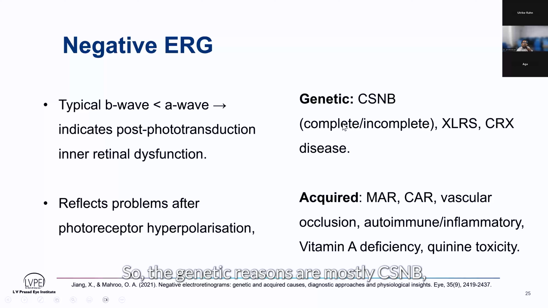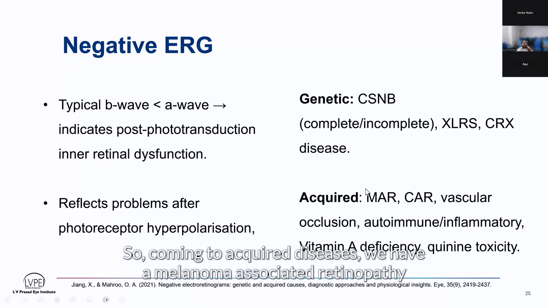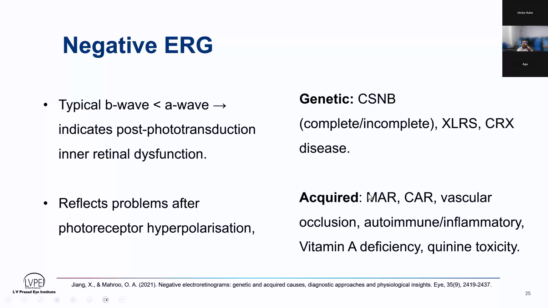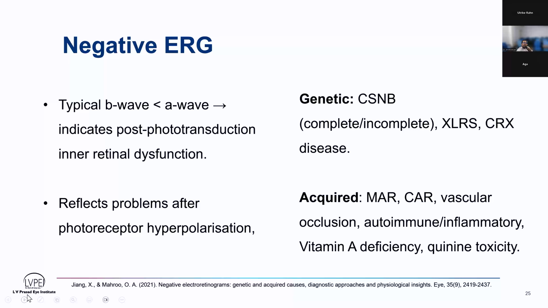We look at the genetic reasons, which are mostly CSNB, congenital stationary night blindness, and then we have XLRS and also CRX. Coming to acquired diseases, we have melanoma-associated retinopathy, and vascular occlusions, which can also cause a negative ERG.